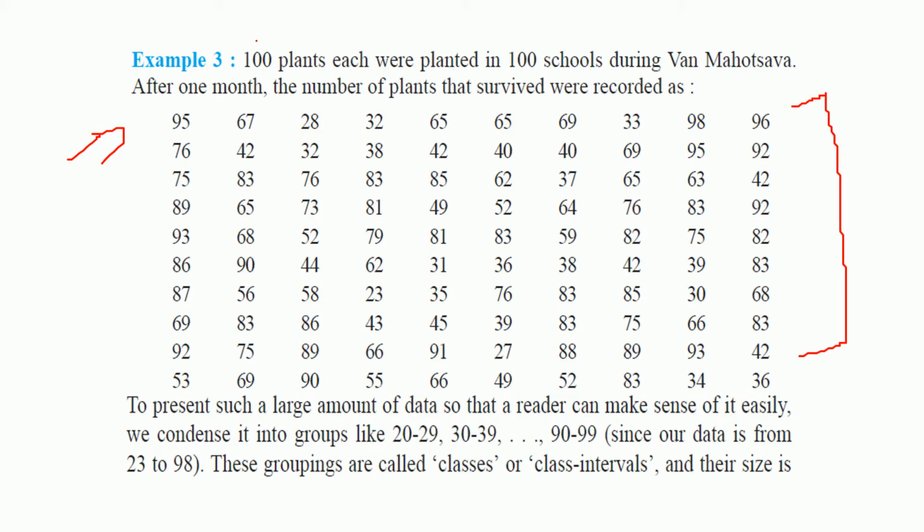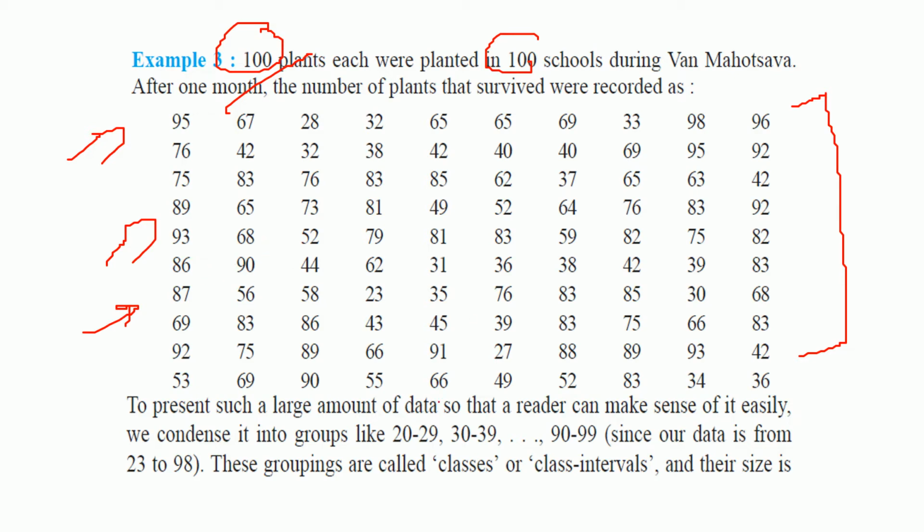We have 100 plants, each planted in 100 schools during one Mahotsav. After 1 month, the number of plants that survived was recorded like this. This is very small data as of now, because if you are going to become a statistician or mathematics person, you will not be dealing with this data. You'll be dealing with hundreds, thousands and lakhs of data. So this is just an example. We cannot even deal with this 100 numbers data.